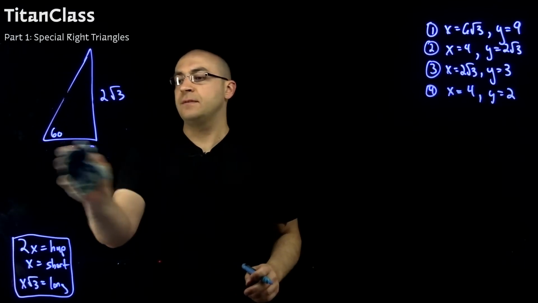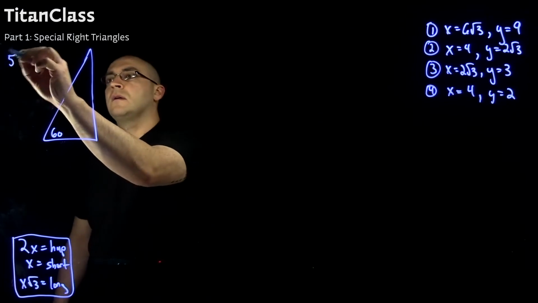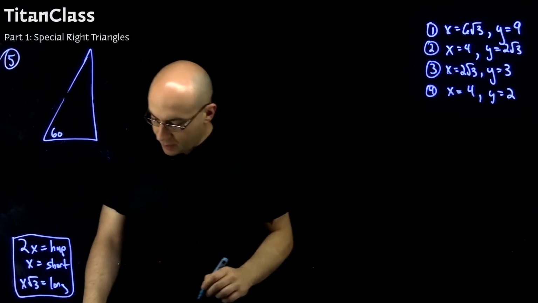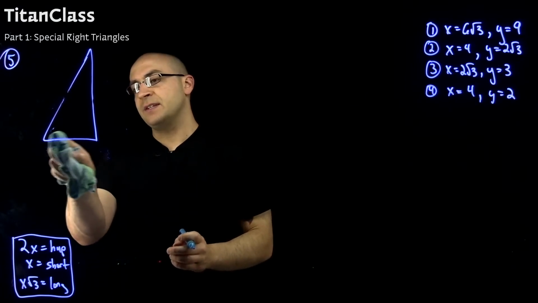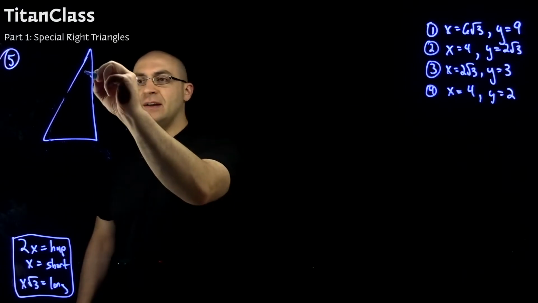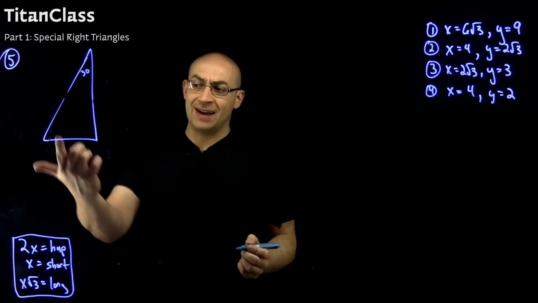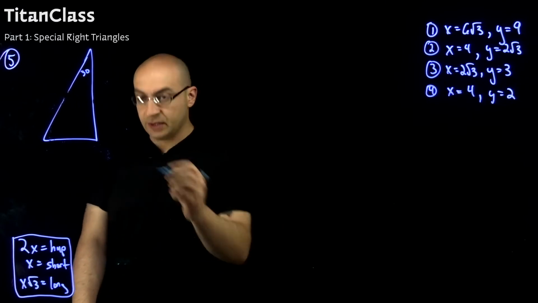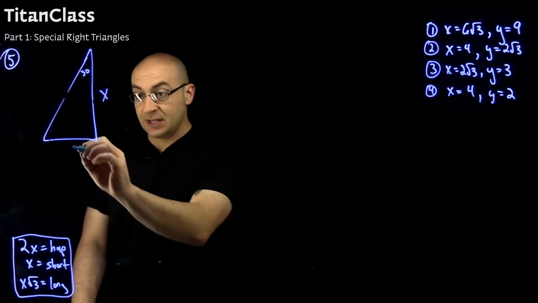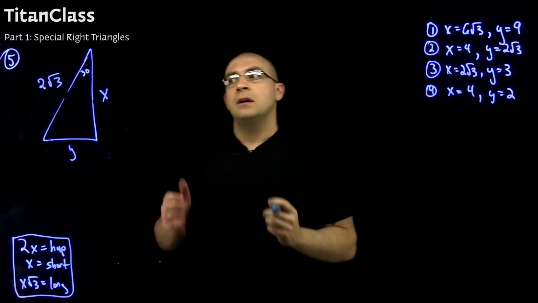Number 5. Okay. Number 5. Now, it actually doesn't give me the 60 here, but we're not going to change the triangle because these are all 30, 60, 90s that we're working with to start. It gives you 30, which obviously means this is going to be 60 here and 90. So let's see what we've got. It's labeling this x, this y, and this 2 root 3. Okay, this is going to be a little challenging.